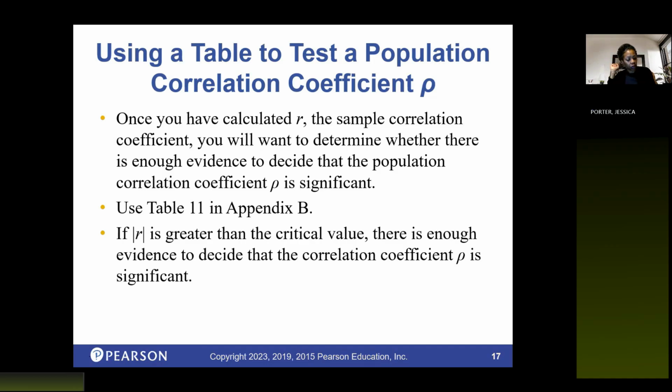Here, we're talking about testing a population correlation coefficient. We're going to use table 11 in Appendix B to find our critical R value, our critical value. And then we're going to test it with our correlation coefficient. So if R is greater than the critical value, there is enough evidence to decide that the correlation coefficient is significant. Let's look at what that looks like.